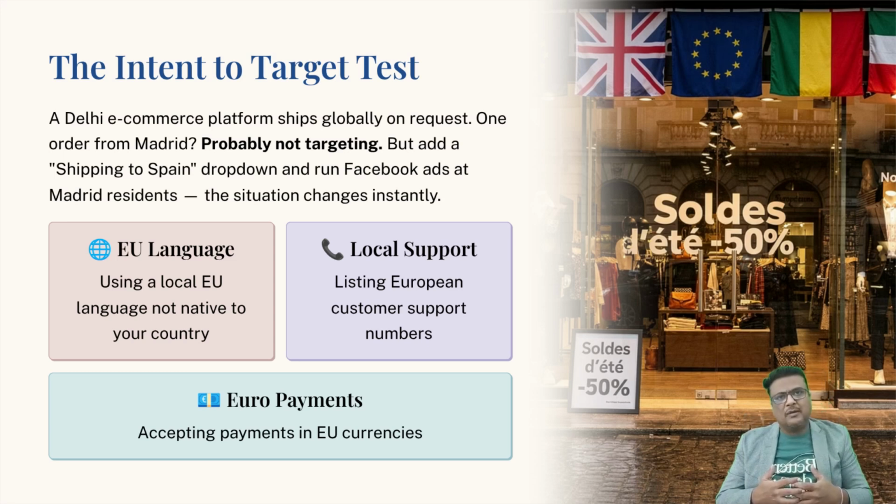The GDPR looks for intention. The book definition talks about the targeting of data subjects in the Union, which basically means, are you trying to attract European eyes? We look for clues like using an EU language that isn't the primary language of your home country, or mentioning local European customer support phone numbers. It is like setting up a shop window. If you decorate it in a way that specifically appeals to someone walking down a street in Rome, you are targeting them. If you are just a generic shop that happens to sell to anyone who wanders in, that is a different story.